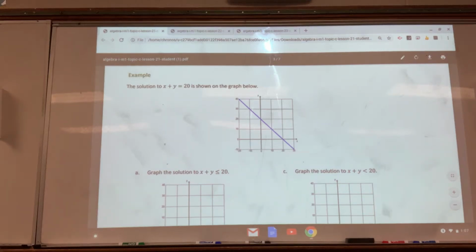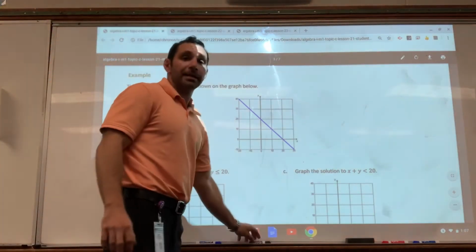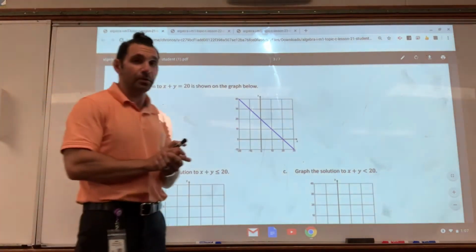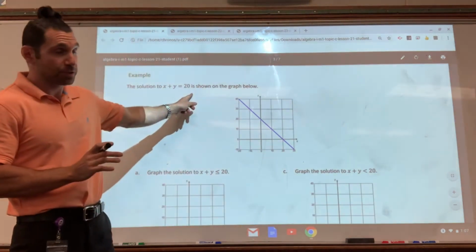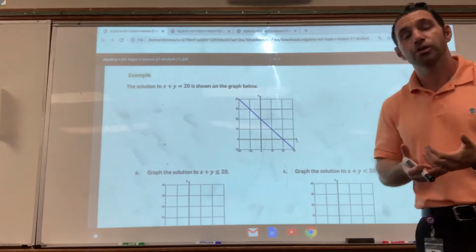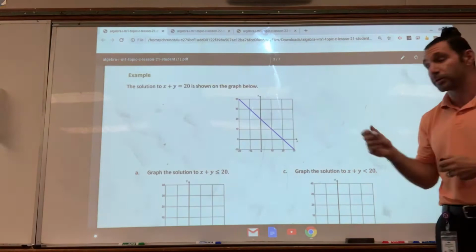This will be a very short lesson. Inequalities. The key to graphing inequalities, unlike equations, is understanding that there's infinitely many solutions to a two-variable inequality.